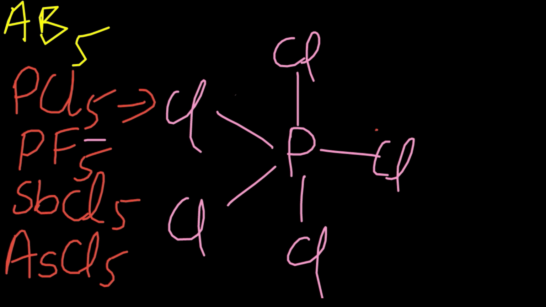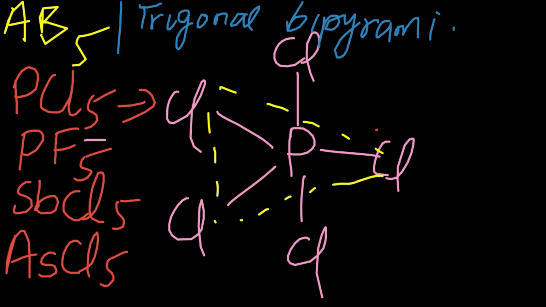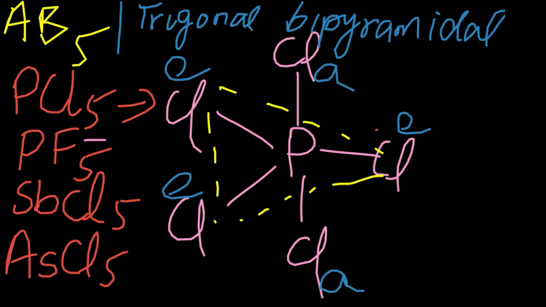This kind of geometry is known as trigonal bipyramidal. So AB5 type molecules have geometry trigonal bipyramidal, where there are two types of atoms. The atoms making a triangle are at equatorial position, E position. So in AB5 type molecules there are 3 equatorial positions and 2 axial positions.